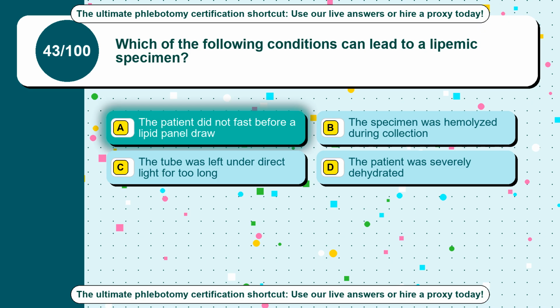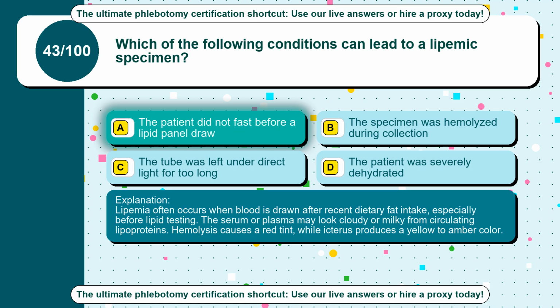The correct answer is option A, the patient did not fast before a lipid panel draw. Lipemia often occurs when blood is drawn after recent dietary fat intake, especially before lipid testing. The serum or plasma may look cloudy or milky from circulating lipoproteins. Hemolysis causes a red tint, while icterus produces a yellow to amber color.